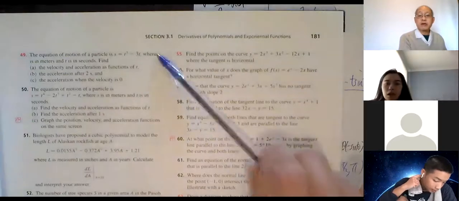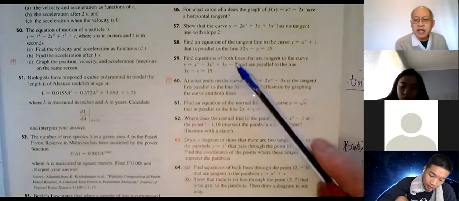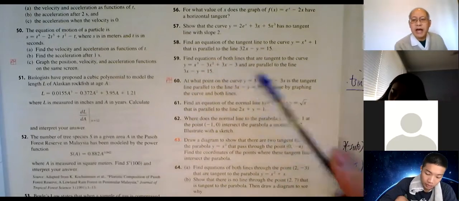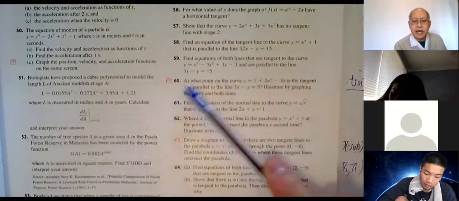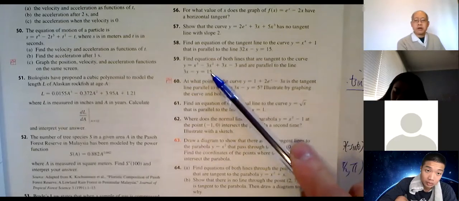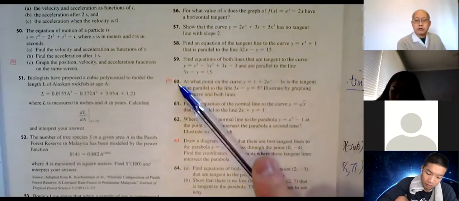Okay, the other one I wanted to show you from section 1, page 181, 3.1, 59. Find equations of both lines that are tangent to the curve y equals blah, blah, blah, and are parallel to the line 3x minus y equals 15. So we're saying here's a curve. We want the tangent to be parallel to this line.